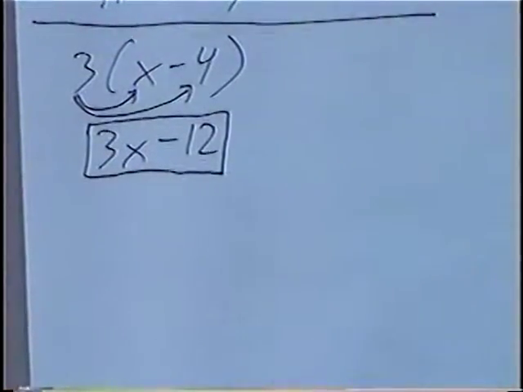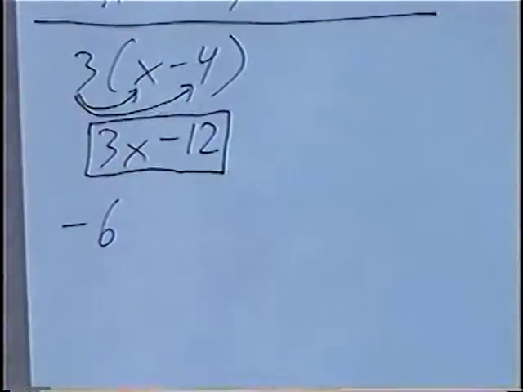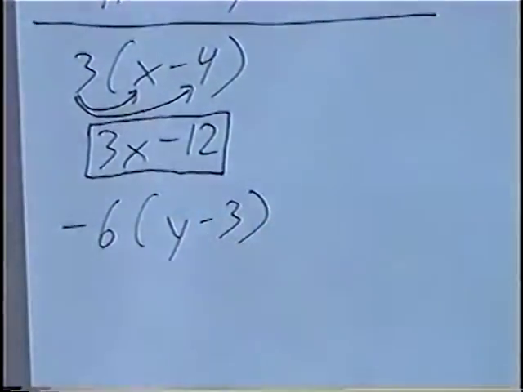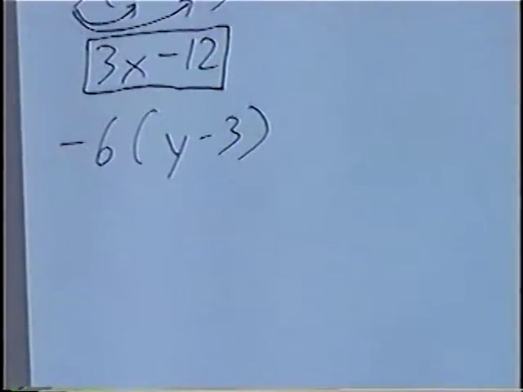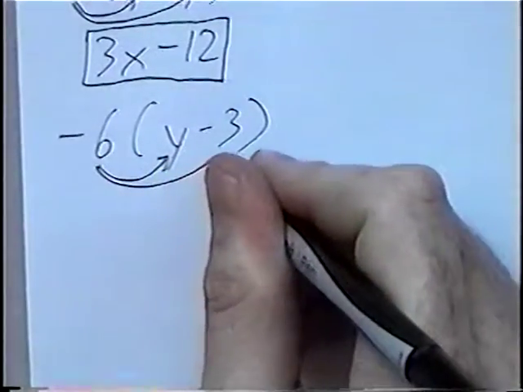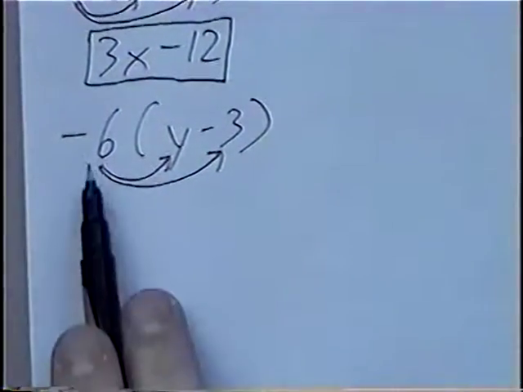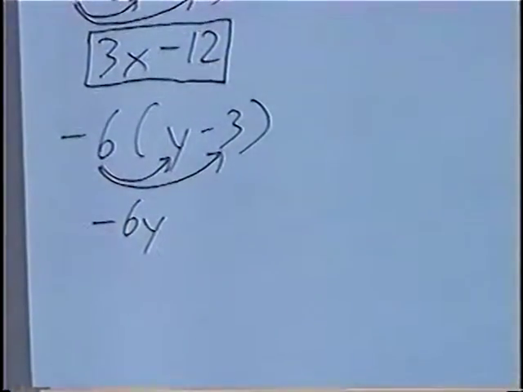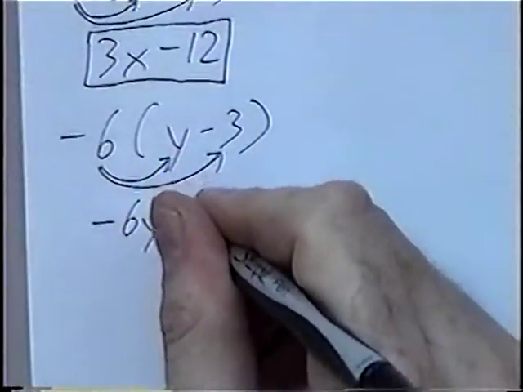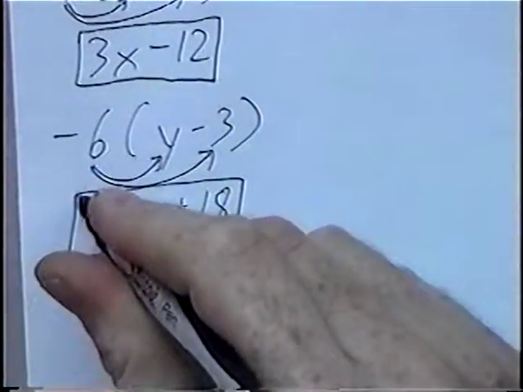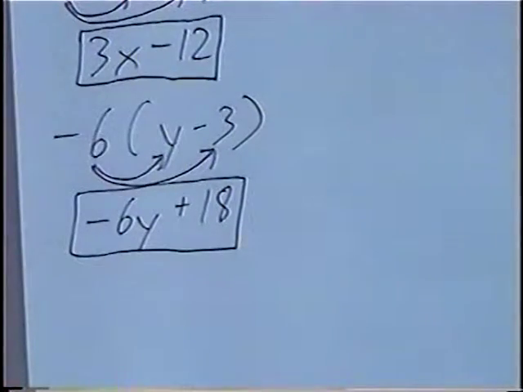Second question and last question for the section. Negative 6 and inside parentheses y minus 3. This time we'll multiply negative 6 by each variable and each number inside the parentheses. Negative 6 times y would be negative 6y, and negative 6 times a negative 3 would be positive or plus 18. So our final answer would be negative 6y plus 18.